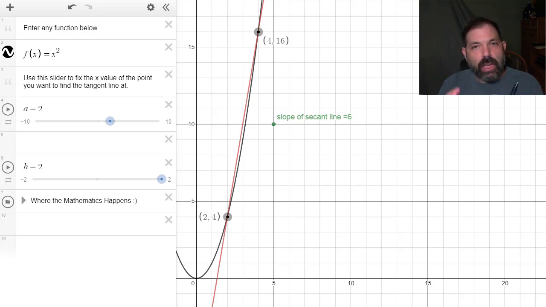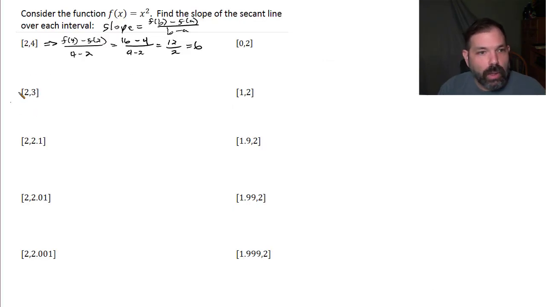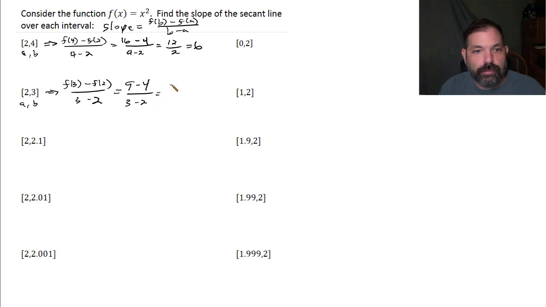Okay, so now let's change it. Instead of having the b value be 4, let's drag it closer and see what happens. So in a sense, what I'm saying is let the a value be 2 and the b value be 4 for the first case. Now let the a value be 2 and the b value equal 3. So now I have f of 3 minus f of 2 over 3 minus 2. That would be 9 minus 4 over 3 minus 2. So that's 5 over 1, which is 5.